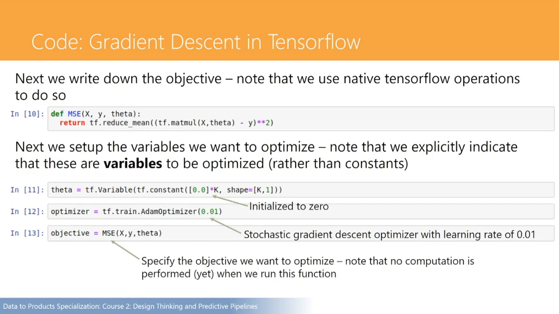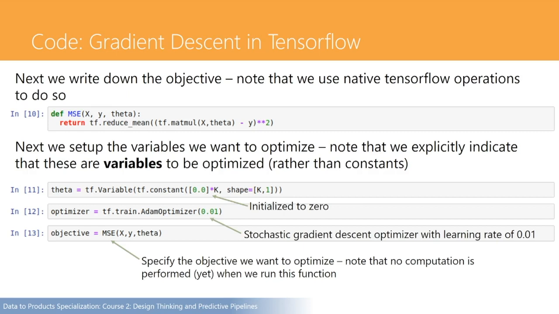Okay, so next we set up the variables we're trying to optimize. So I have to actually tell TensorFlow those are variables that I want TensorFlow to solve for, rather than constants whose value I already know. So theta might have an initial value, like it might be a vector of zeros, but I'm also telling TensorFlow that vector is a vector of variables that I would like TensorFlow to optimize for me. So here I'm just initializing theta to be a vector of zeros of length k, and I'm telling it it's a variable.